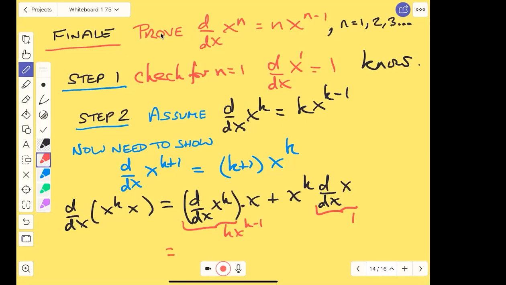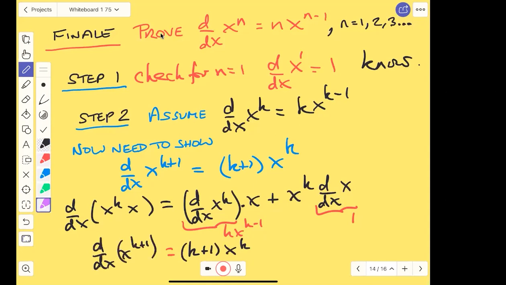So if we look at this, we have k times x to the k minus 1 times x. So that's x to the k plus x to the k times 1. So both of these terms have x to the k. There's k of them, and there's plus 1 more of them. So it is overall k plus 1 all times x to the k. Check the algebra carefully, please, and make sure that you are happy with it.